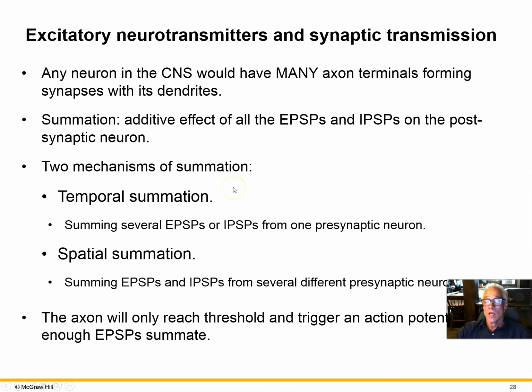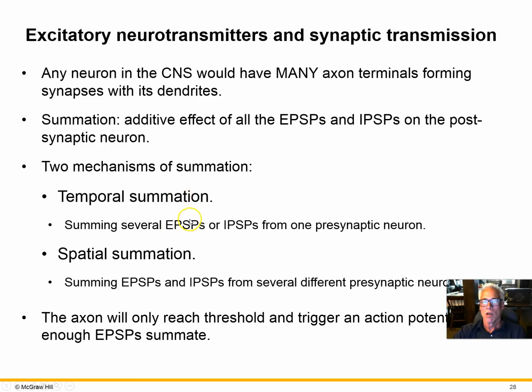So a given neuron in the central nervous system might have thousands and thousands of axon terminals associated with its dendrites. And the question is, at any given instant, if we sum together all the excitatory postsynaptic potentials, or depolarizations, from all those terminals and all of the possibly existing inhibitory postsynaptic potentials, hyperpolarizations, what will be the net effect at the axon? That's called summation.